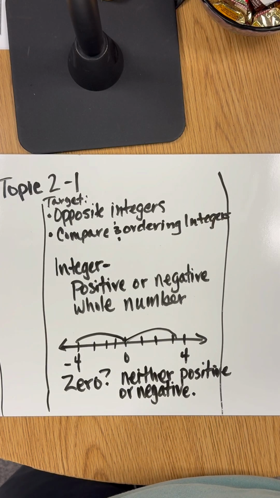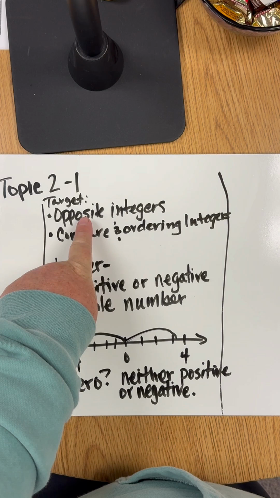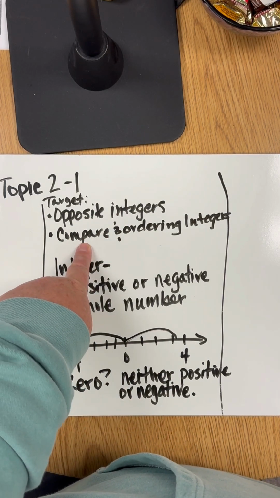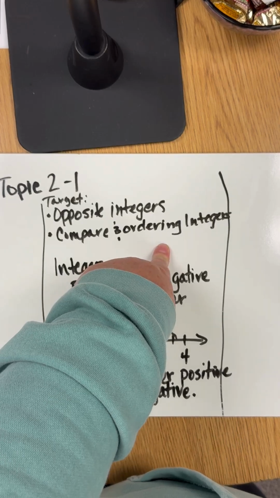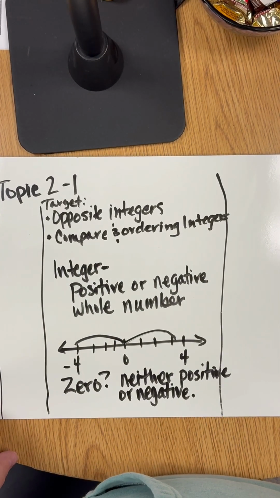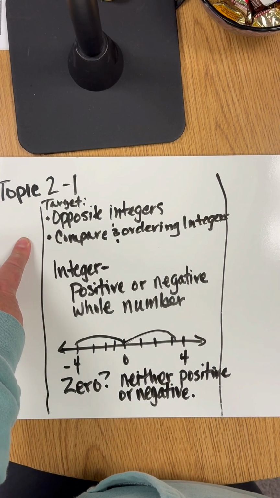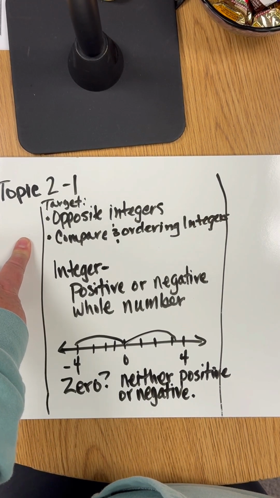Hey everybody, we're going to look at topic 2.1 today. Our target is to understand opposite integers, and we're also going to compare and order those integers. So in your comp book, go ahead and write down those two targets. You can pause anytime you need to.